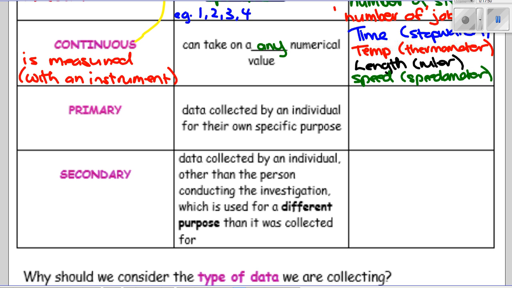So those were the main things: qualitative, quantitative. To some extent, if you're talking about an IA, it might be useful to think of these things as well. Primary data is collected by the individual for your own specific purposes. Secondary means you just got it from somewhere else, like the internet or a scientific journal. So some examples of primary data.